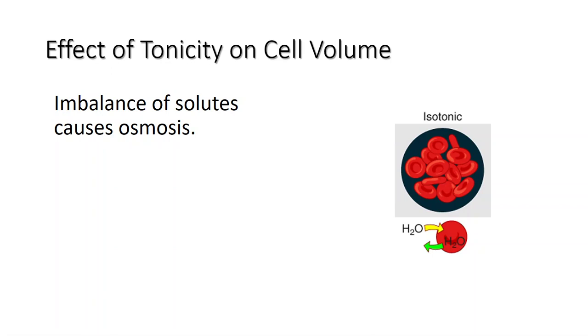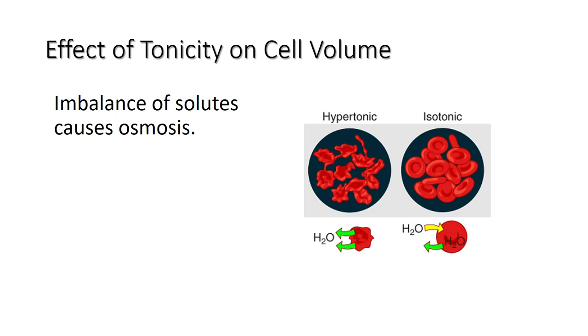Osmosis occurs when there is an imbalance of solutes outside of a cell versus inside the cell. A solution that has a higher concentration of solutes than another solution is said to be hypertonic, and water molecules tend to diffuse into a hypertonic solution. Cells in a hypertonic solution will shrivel as water leaves the cells via osmosis.